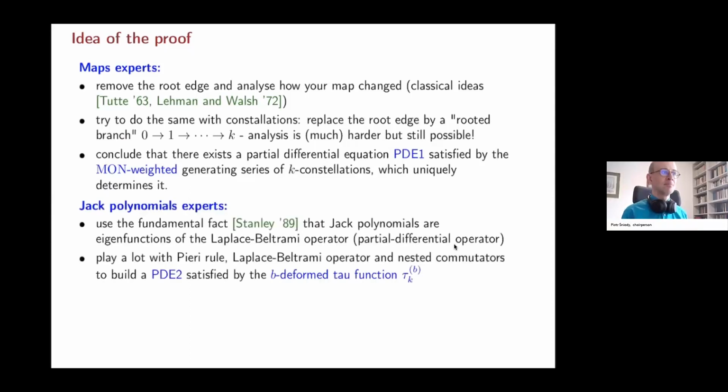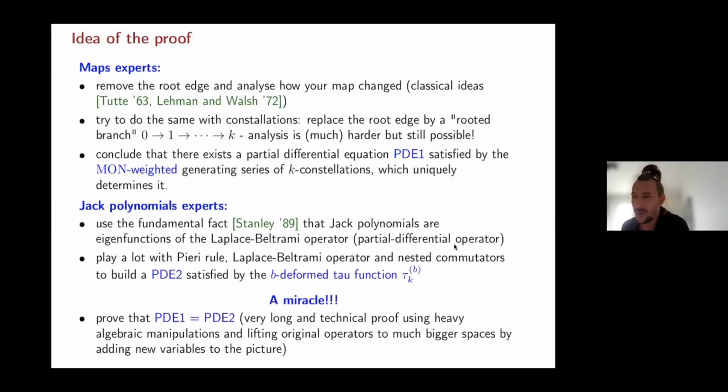And now if you're an expert in symmetric functions, in Jack polynomials, then you can also try to do the same thing for the left-hand side of your generating function. So you look at the partition function of Jack polynomials, and then you use some properties like the Pieri rule and the fact that Jack polynomials are eigenfunctions of the Laplace-Beltrami operator. And again, use your creativity, play with nested commutators, and if you know your field pretty well, you can create another partial differential equation which uniquely determines your function.